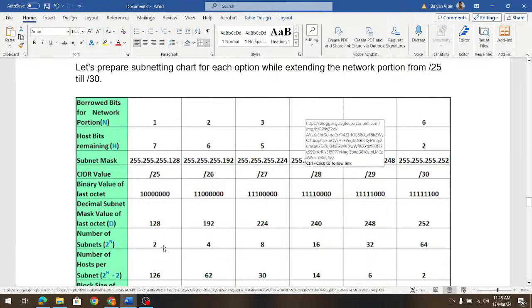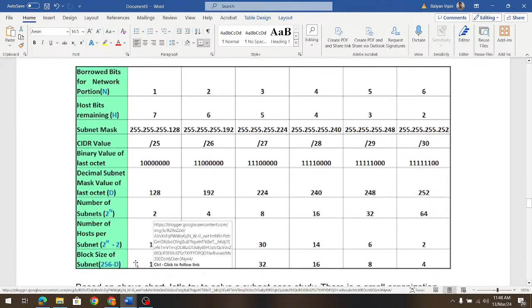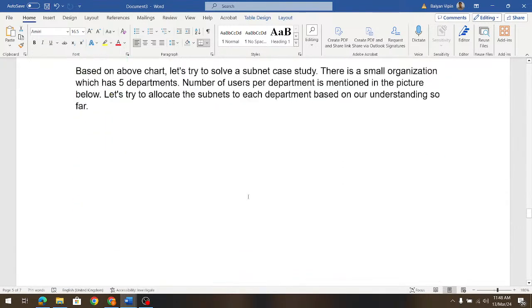The number of subnets possible is then 2, because we have only 1 bit for the subnet. With 2 subnet bits it is 4, then 8, and so on. Depending upon that, you can easily find the block size of the subnet by subtracting the value.